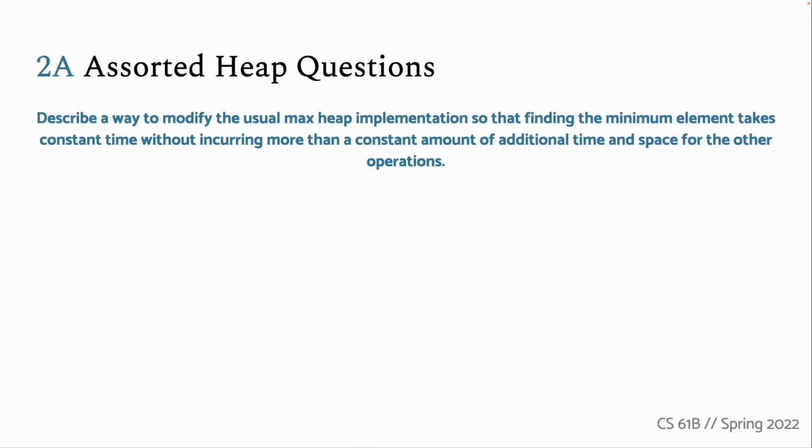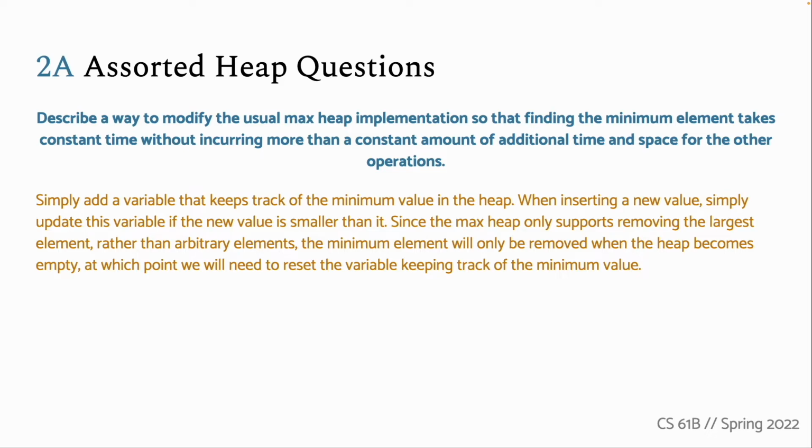Okay, so the key here is to add a variable that just keeps track of the minimum value of the heap. So when we insert a new value, you're simply going to update this variable if the new value is smaller than it. Since with the max heap you can only remove the largest element rather than arbitrary elements, that smallest element will only end up being removed when the heap is emptied, right? Because you can only remove the minimum element once you've removed everything above it. And at that point, we'll have to reset the variable keeping track of the minimum value.